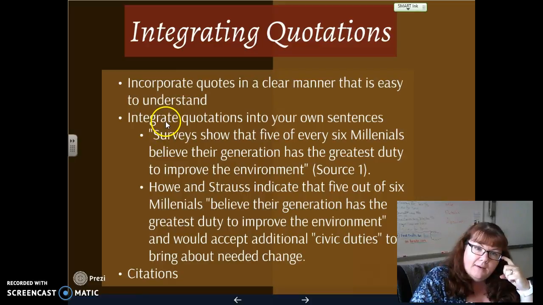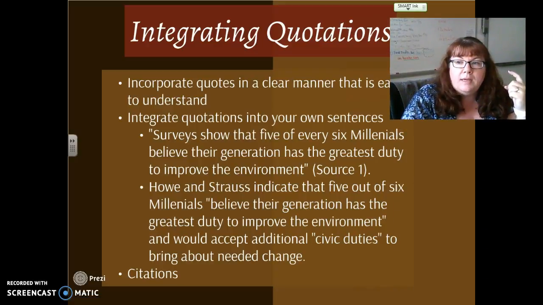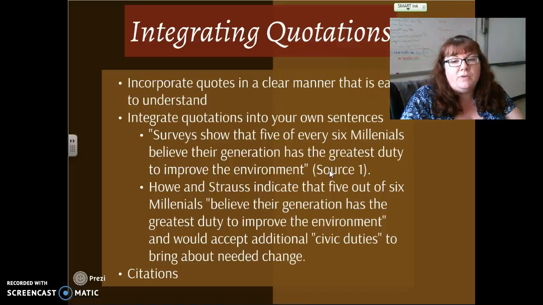So here you have the first example. You're integrating a quotation into your own sentences. This first example is what we call a block quote. So you notice here the entire sentence is that quote, you have your citation, and then you have your period. Okay, that is what I call block quoting. That's what we're trying to avoid now. So yes, it's acceptable. Yes, it's okay to do it once in a while, but I don't suggest that that's how you do every single quote, which is how most of you do your quotes.